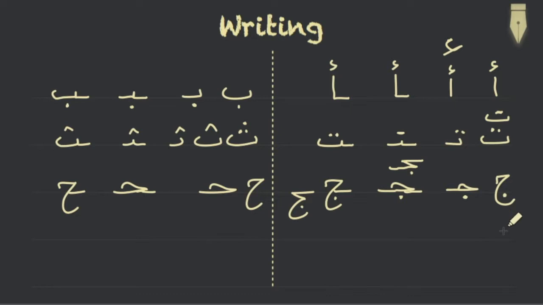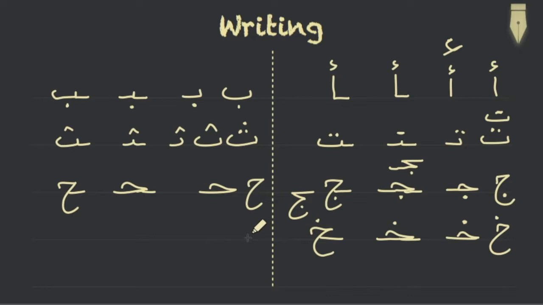For the kha, it's the same way as the ha, but the dot is above it. For the initial form, again, same way, and a dot above it. For the medial form, we put the initial form preceded by a horizontal line. And the final form, we draw similar to the isolated form.